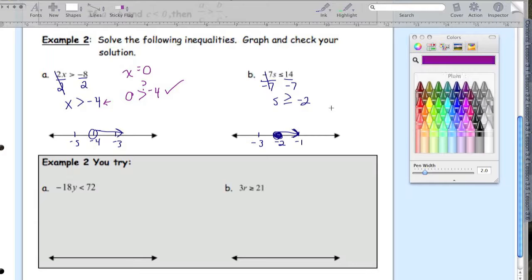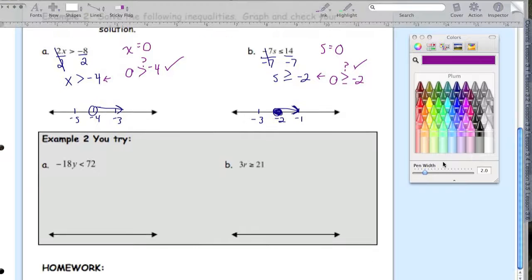Let's just check again. Let's say S equals 0, because that's an easy number to work with. If I substitute it in there, is 0 greater than or equal to negative 2? Yes, it is, so we're good again. All right, the last two on this lesson. These are being multiplied, so I do the inverse.